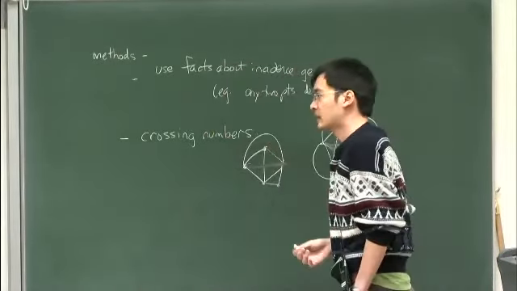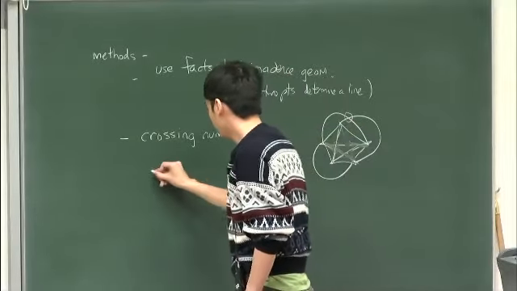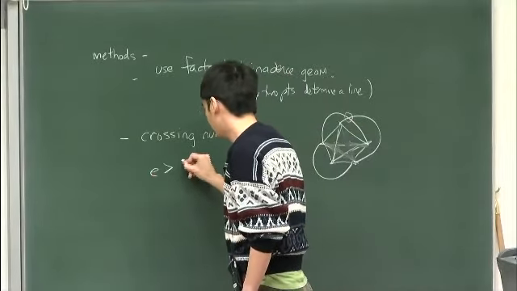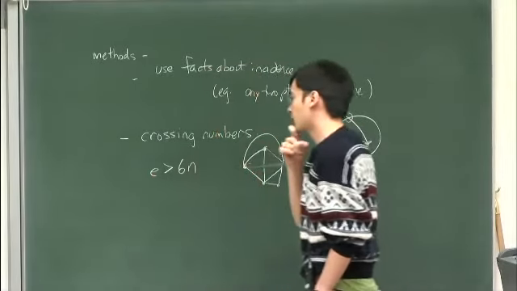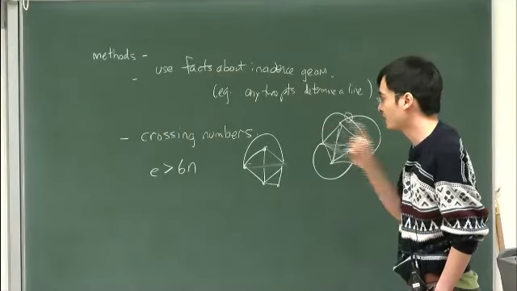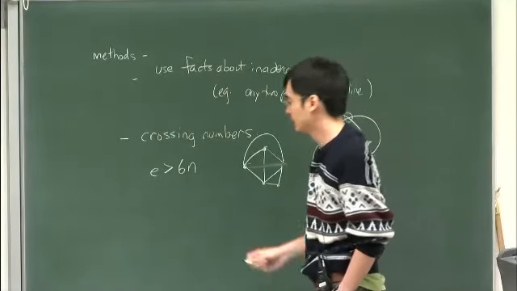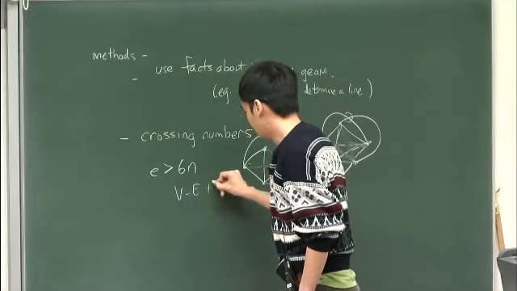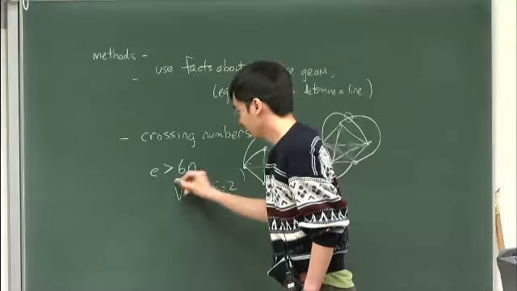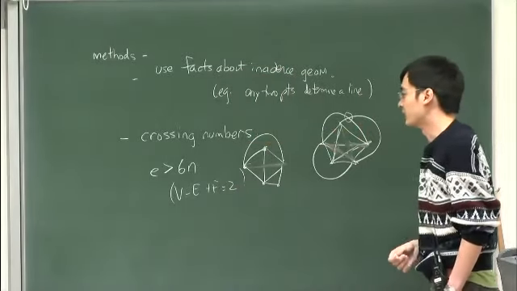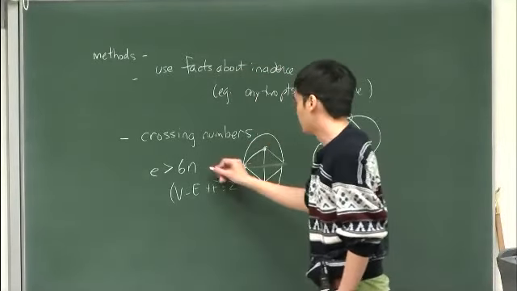And there's something called the crossing number inequality. It turns out that if the number of edges is bigger than 6 times the number of vertices, then you have to have at least 1 crossing. And this is actually ultimately a consequence of Euler's formula. A nice little exercise.